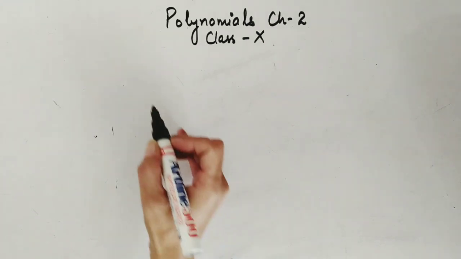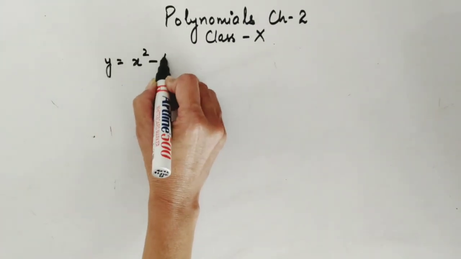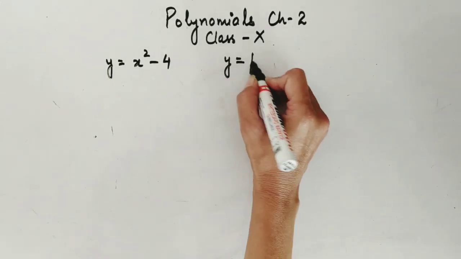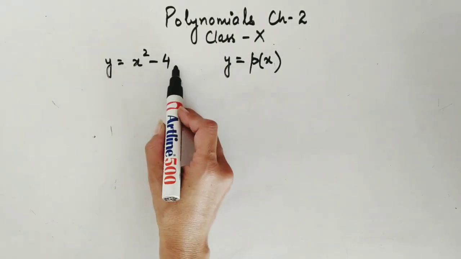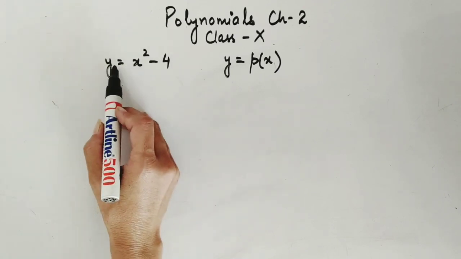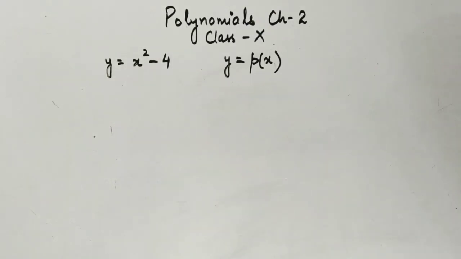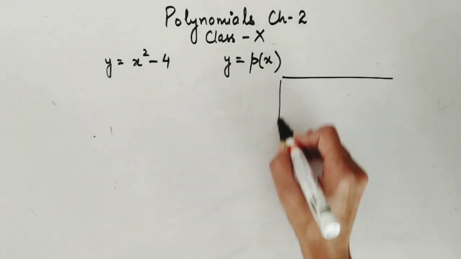So well, let us take this polynomial y is equal to x square minus 4. That means we are considering the condition y is p of x. Polynomial is in terms of variable x, but it's represented in the form y equals x square minus 4. Let us see how do we draw the graph of this. Graph would be simple the way we did for linear polynomial. You will make the table for this.